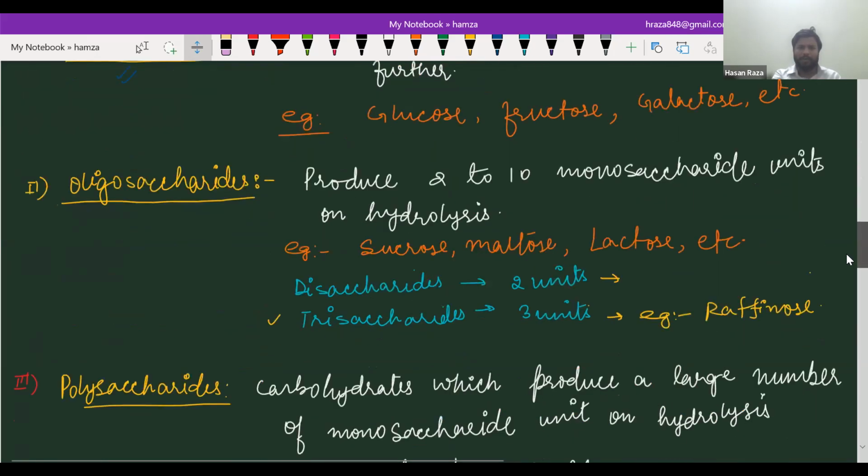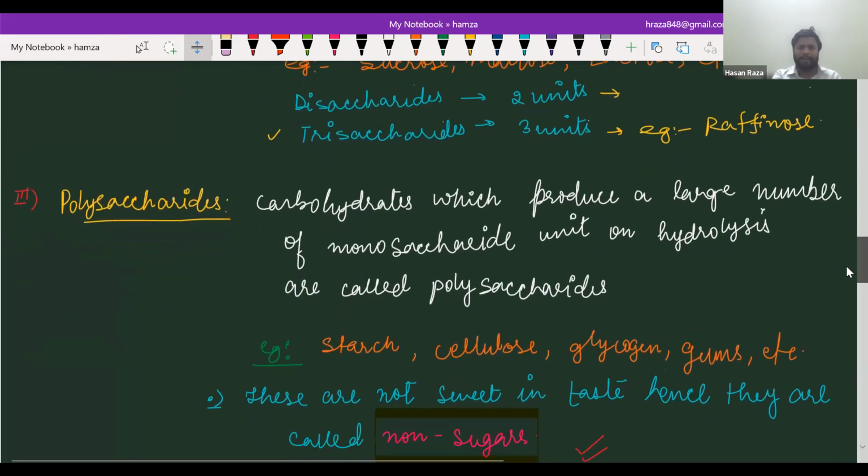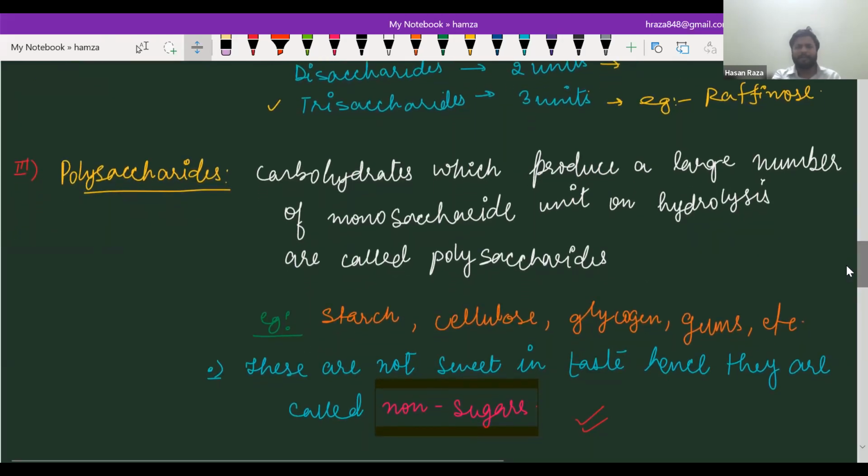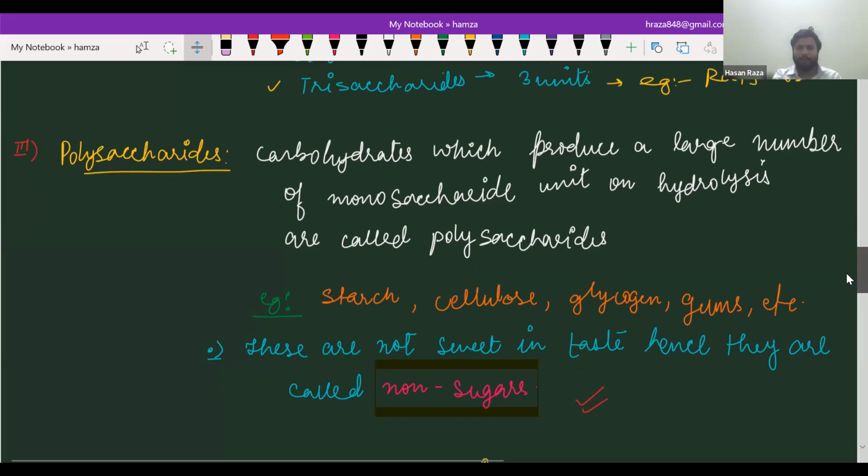Okay, thank you. Now there are polysaccharides. A polysaccharide on hydrolysis gives several units of carbohydrates. Examples are starch, cellulose, glycogen, and gums. Generally these are not sweet in taste, that's why they are called non-sugars. So please take a screenshot of this also, and let me know. Very good.